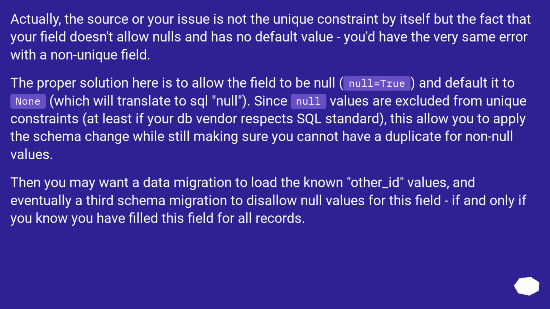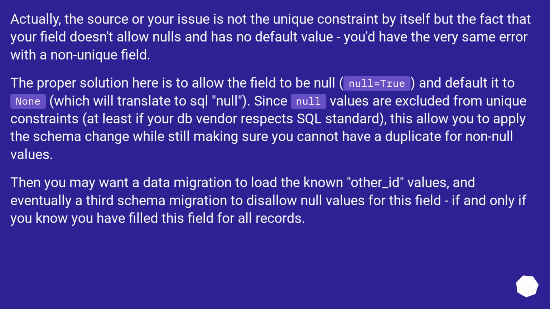Actually, the source of your issue is not the unique constraint by itself but the fact that your field doesn't allow nulls and has no default value. You'd have the very same error with a non-unique field. The proper solution here is to allow the field to be null=True, and default it to None, which will translate to SQL NULL. Since null values are excluded from unique constraints, at least if your DB vendor respects the SQL standard, this allows you to apply the schema change while still making sure you cannot have a duplicate for non-null values.